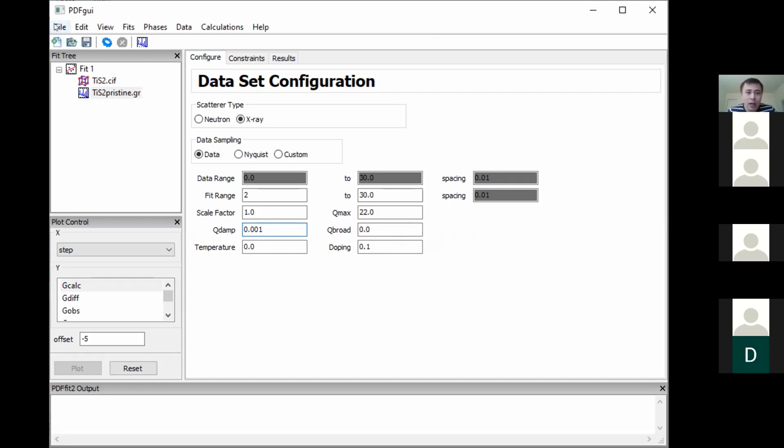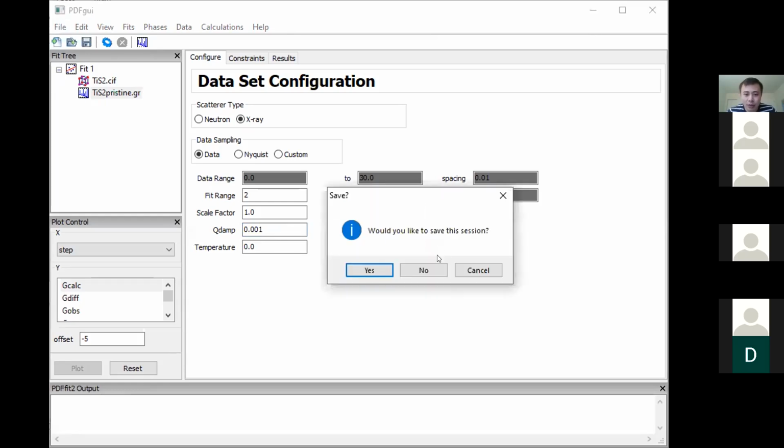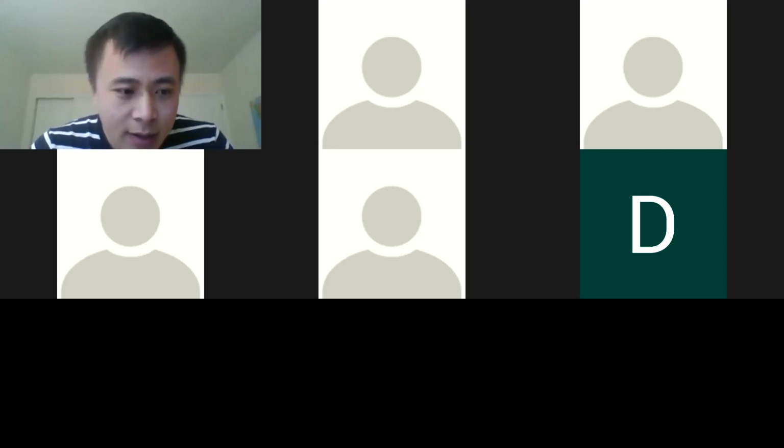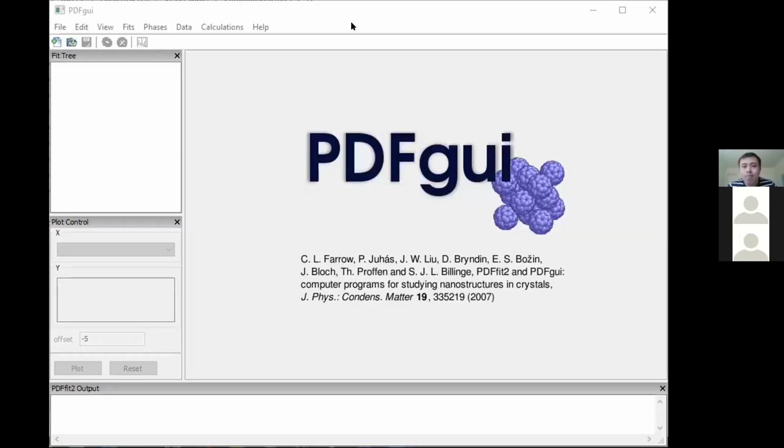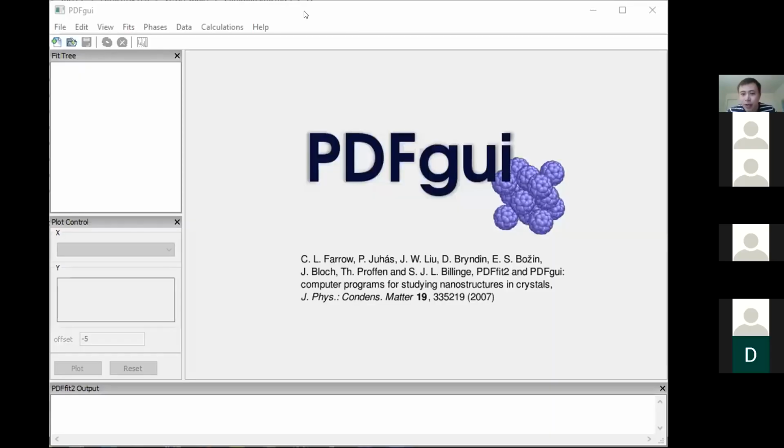So I'll close this. I don't have to save this. I'll share my screen again, and we'll move on to the Nico standard fitting. Okay, let me see. I assume you can see my screen, right? If there are no reactions, I assume you can see it.